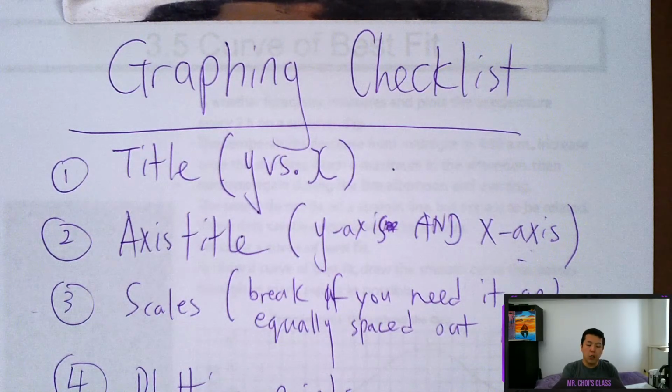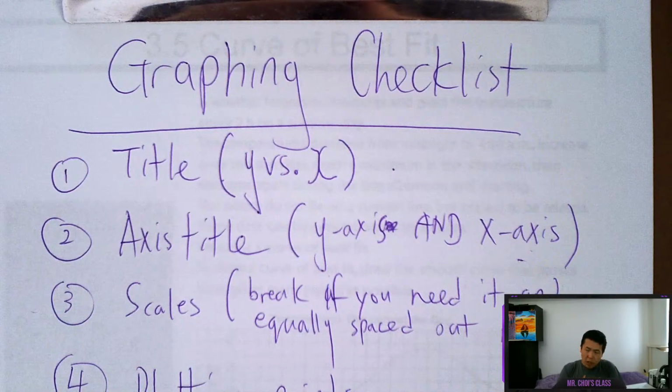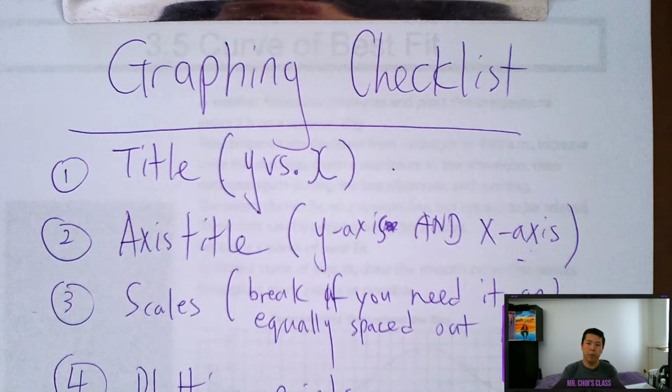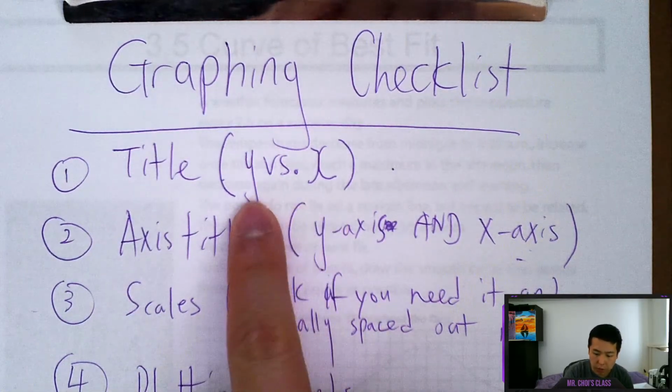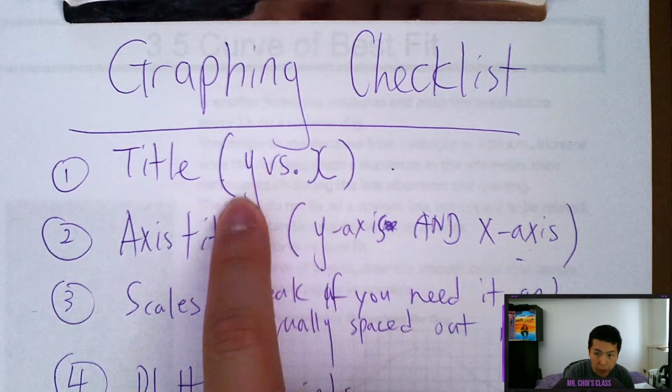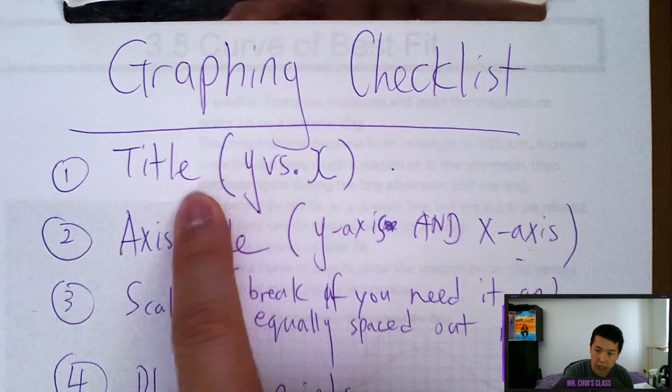So let's go over what I'm looking for in a graph. Graphing is worth 6 marks, or no, my apologies. Graphing is worth 7 marks. So it's a total of 7 marks, which means we should probably go over what each of the 7 marks are again one more time. Your title should be Y versus X. Of course, you're not just copying this down. You write down what Y is and what X is. So you need your title.